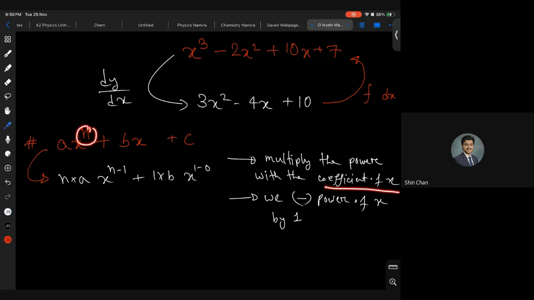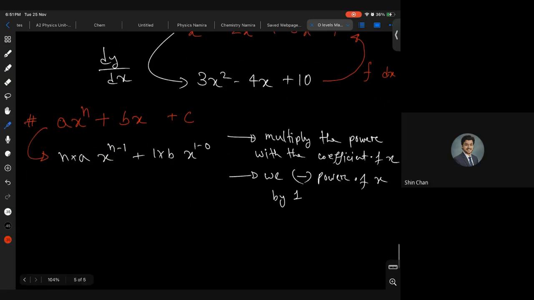Let's say this is the power and this is the coefficient of x. We multiplied it here, and then what we did, we subtract the n by 1, right? Yes, sir. We subtract the power by 1. Okay, and then we found the differentiated formula.